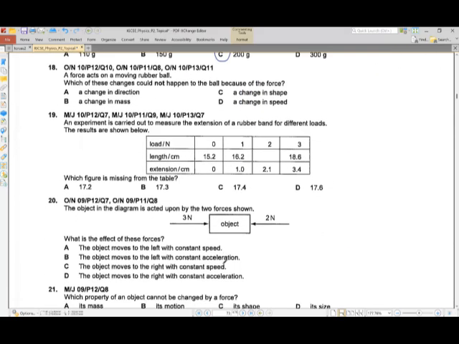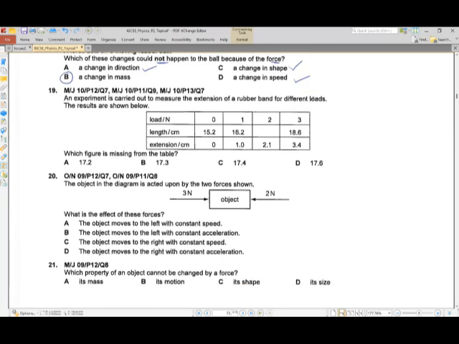so now question number 18 states that a force acts on a moving rubber ball. Which of these changes could not happen to the ball because of the force? Okay. Change in direction. Direction can be changed because of the force. A change in mass. Yes, the mass doesn't change because of the force. So this is the correct answer. The change in shape can also happen, a change in speed can also happen. Only the mass doesn't change. Okay? Moving on to question number 19.